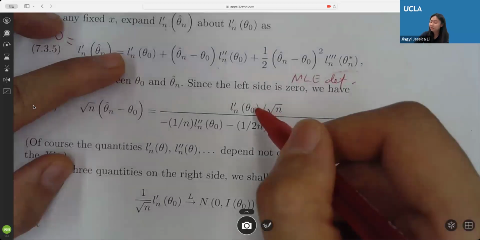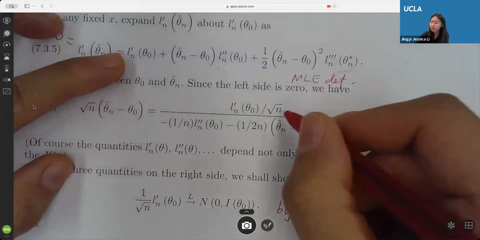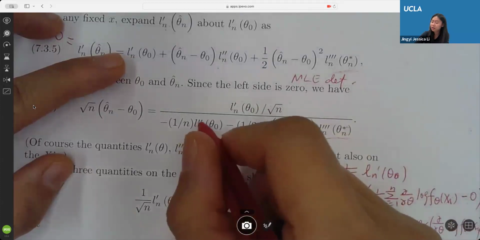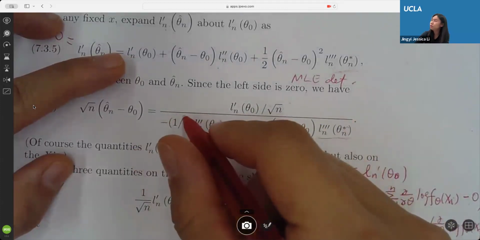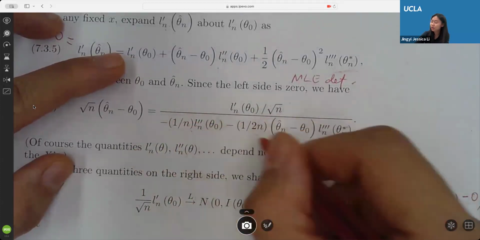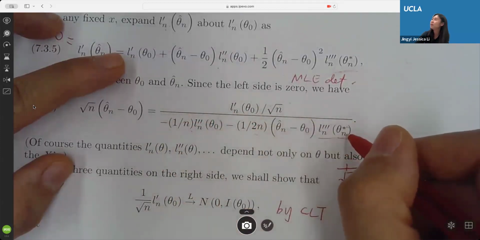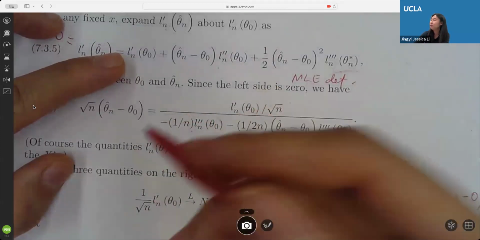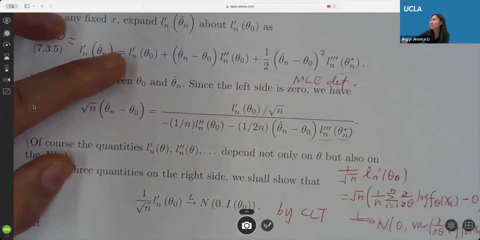So essentially we have the numerator converging in law to a normal distribution, this one converging in probability to Fisher information, and this shrinking to 0 in probability. Then together we have asymptotic normality. Does that make sense? Yeah.